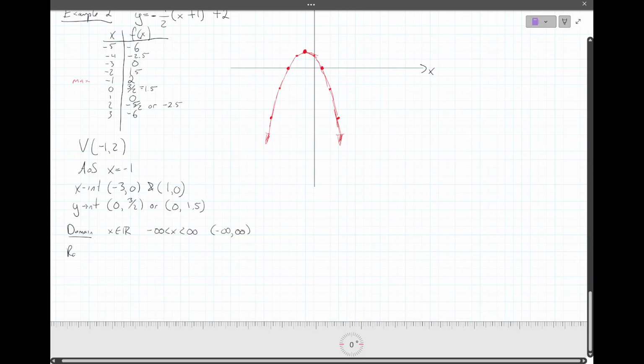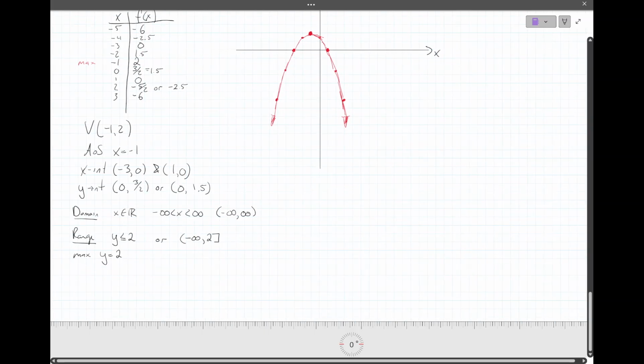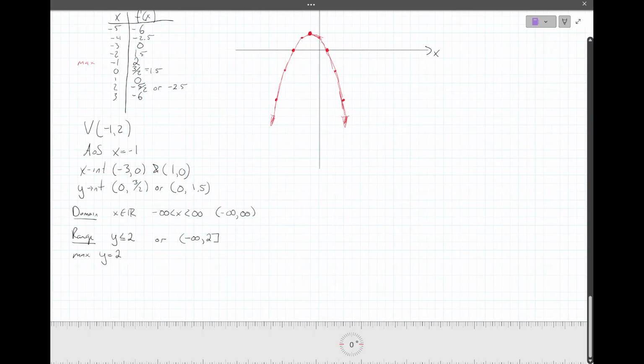Our range, we're at a maximum, right? So this is a max. Max is y equals 2. So that means all our y values are less than or equal to 2. Or we could say our y values go from -infinity all the way up to 2, just like that. Good. So this is everything that we've done so far.